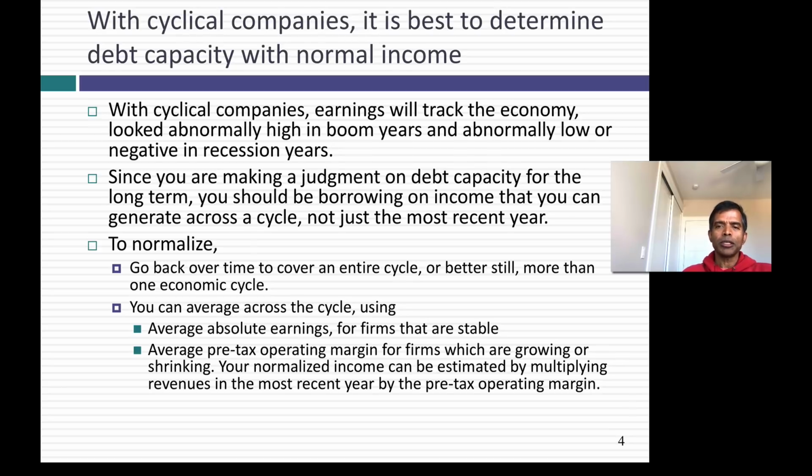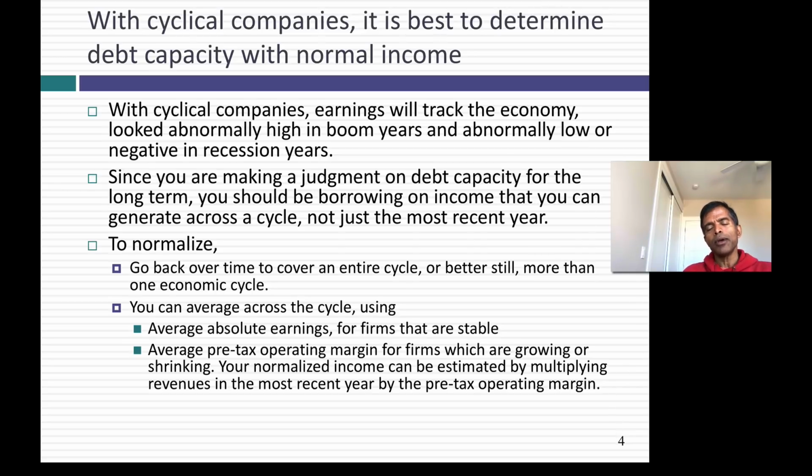Think about the economic cycle. In good years, you make lots of money. In bad years, you don't make very much money. You can lose money. What you're looking at is, what do you make across the cycle? Because you should be borrowing based on normalized income, not on abnormally high income, in which case you'll be borrowing too much, or on a recession year income, in which case you'll never borrow money. So when you borrow money, you should be borrowing based on normalized income.